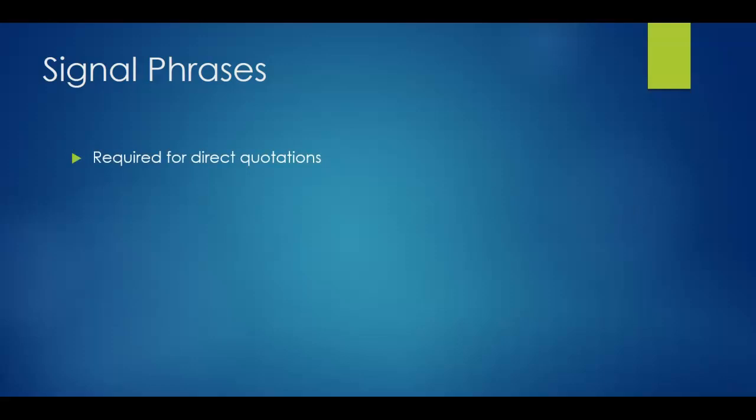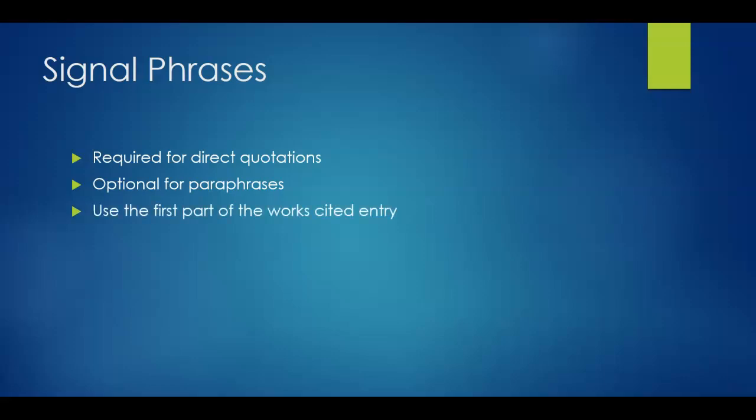So, signal phrases. There are two ways to reference a source in your paper: a signal phrase and an in-text citation. A signal phrase we use for direct quotation. So if you're taking words directly from the source and putting quotation marks around them, you need to use a signal phrase with it. This is also called an attributive tag, but our textbook calls them signal phrases. They are also optional for paraphrases, although not necessarily. Often students will use in-text citations for paraphrases instead.